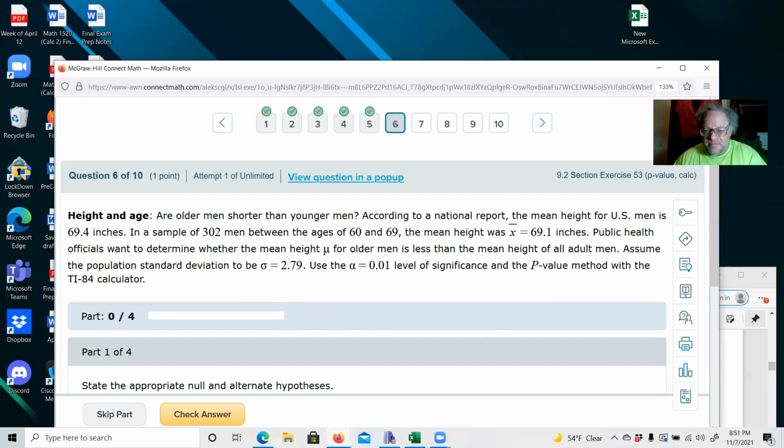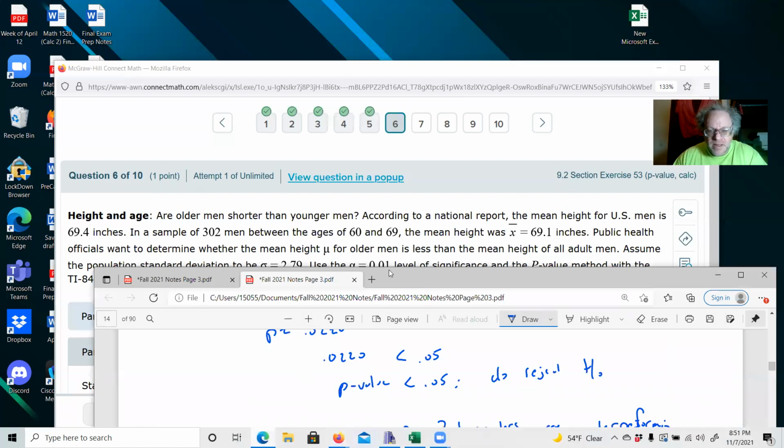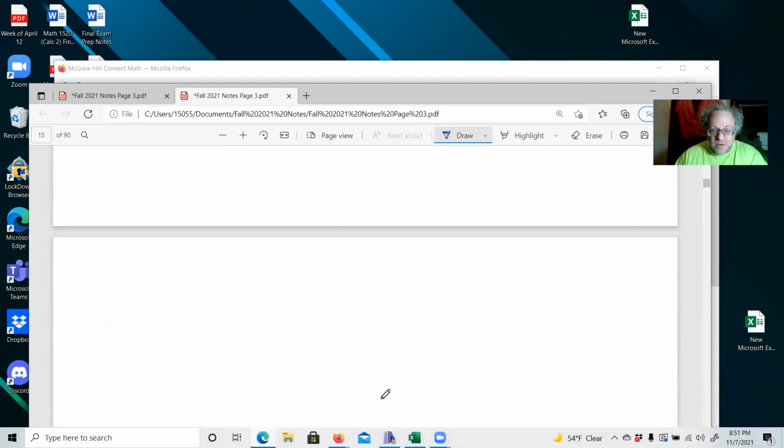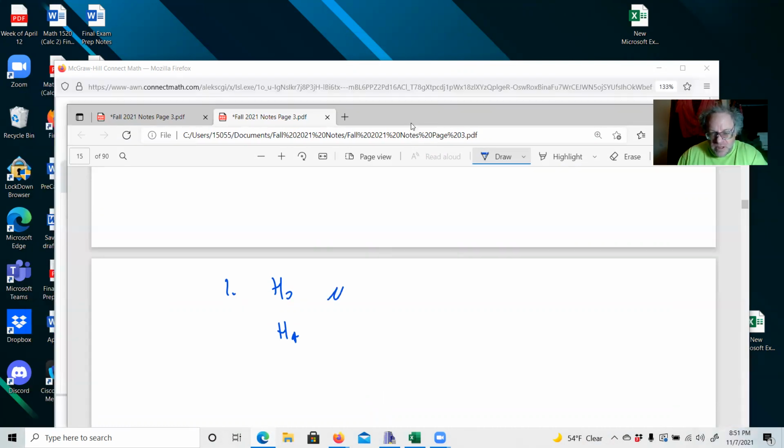All right, so again, let's go through our steps. The first step is we are going to write down our hypotheses, H0 and H1. Your book uses 1, so I'll try to comply. So the average height, where are we going with this? The mean height for, I want a mu, right at the top here. National report, the mean height for U.S. men is 69.4 inches. So mu is equal to 69.4.